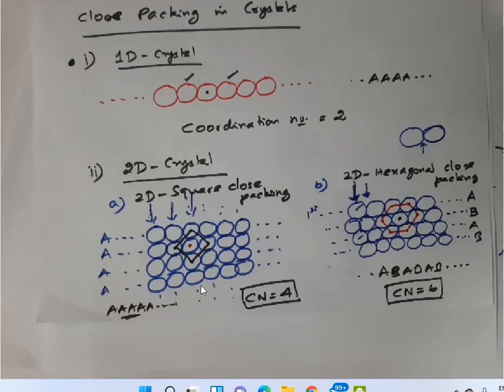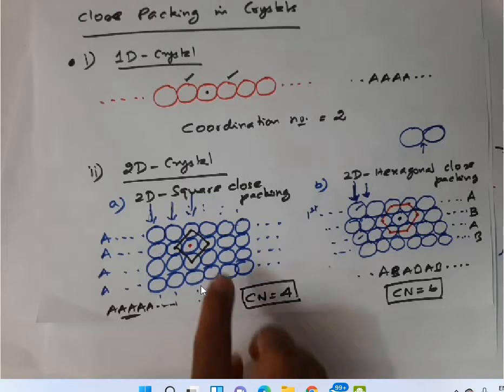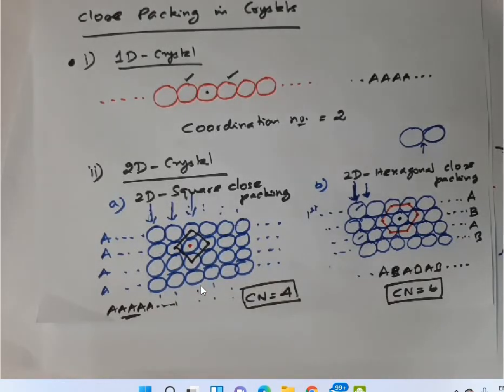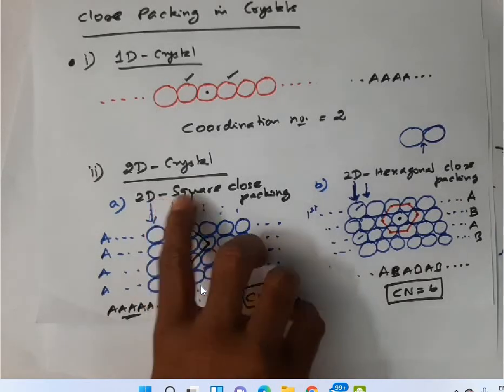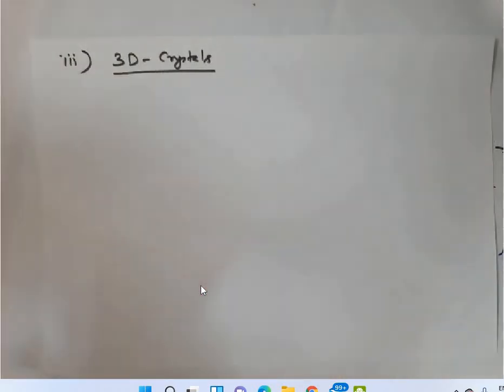Each layer is two-dimension, no doubt in that. If I place one layer over another, one layer over another, what type of shape will I get? I'll get a three-dimensional crystal, right? Am I right, students? Yes, sir. We are going to construct three-dimensional crystals using these layers. So first, I'm going to construct three-dimensional crystal using two-dimensional square close packing layers. Okay, so let me write here.